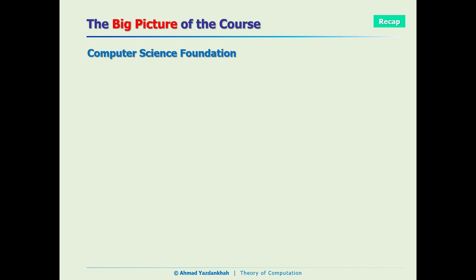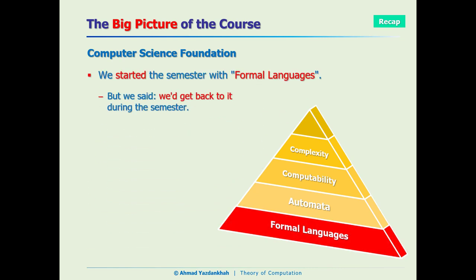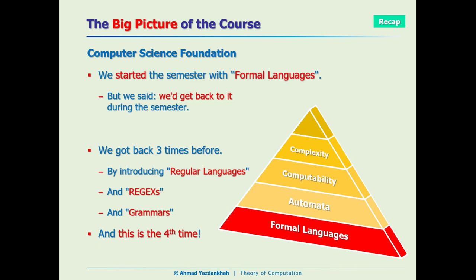Before going further, let's look at our roadmap one more time and see where we are. As we have learned so far, the computer science foundation, that is called theory of computation, is based on these major branches. We started with formal languages, but it was in fact an introduction, and we said we would get back to this, and we did, three times so far. First time we introduced regular languages, second time regexes, third time grammars, and this is the fourth time that we want to specifically talk about non-regular languages.